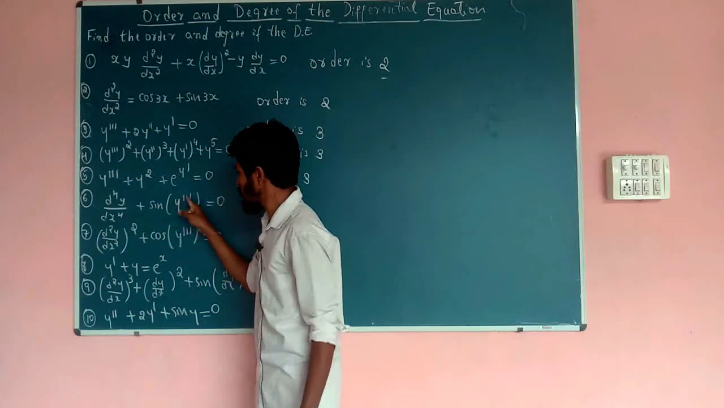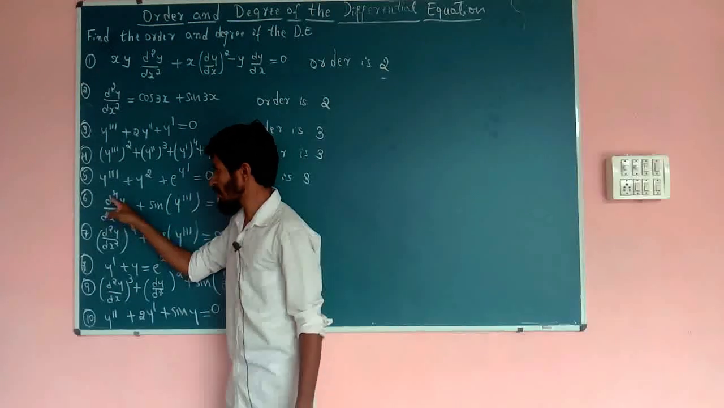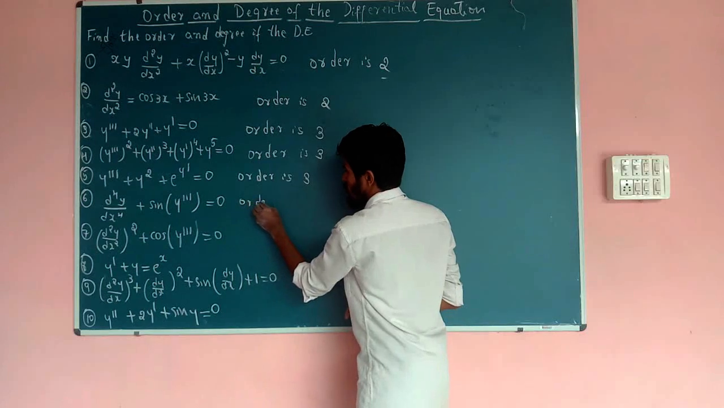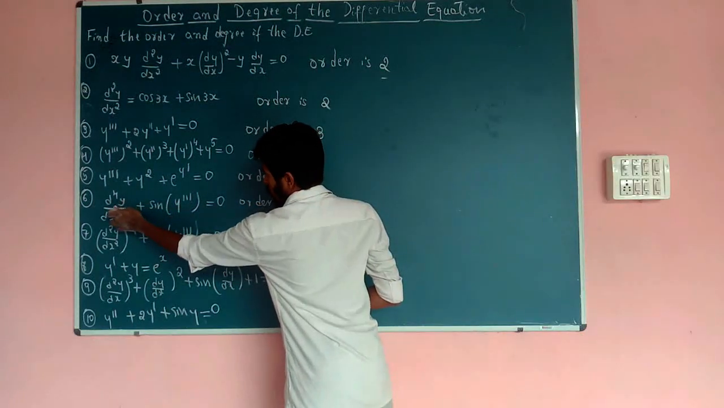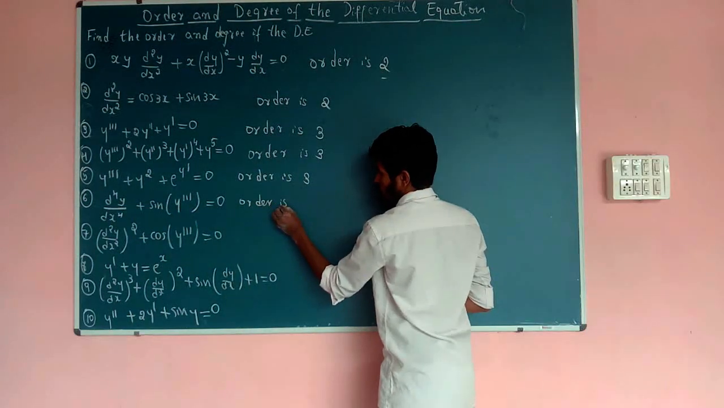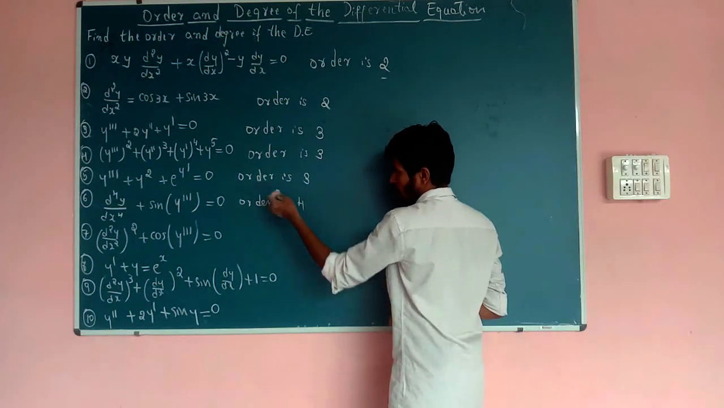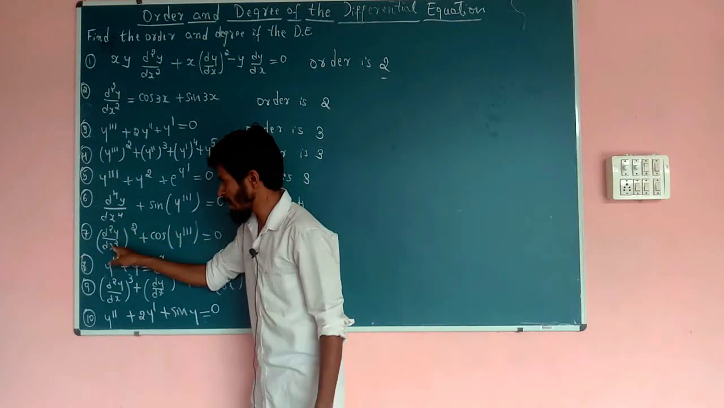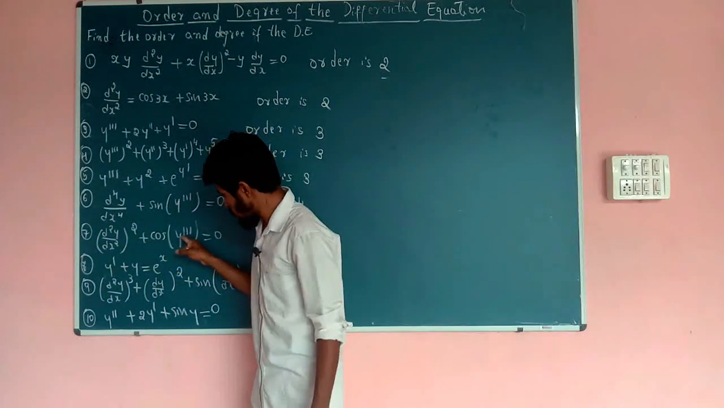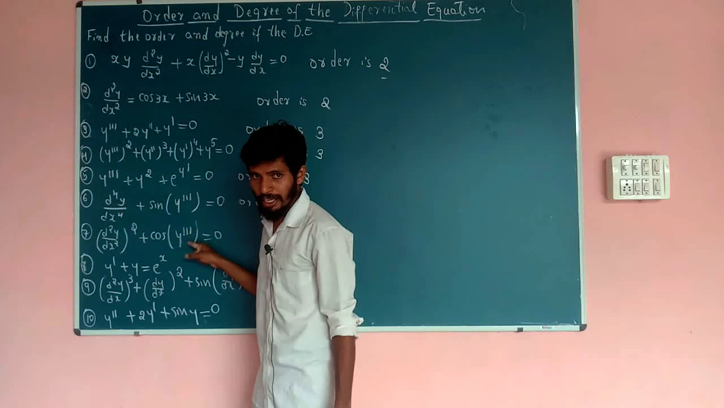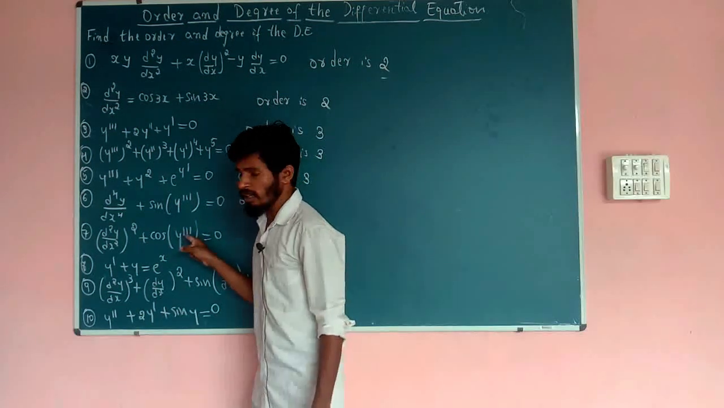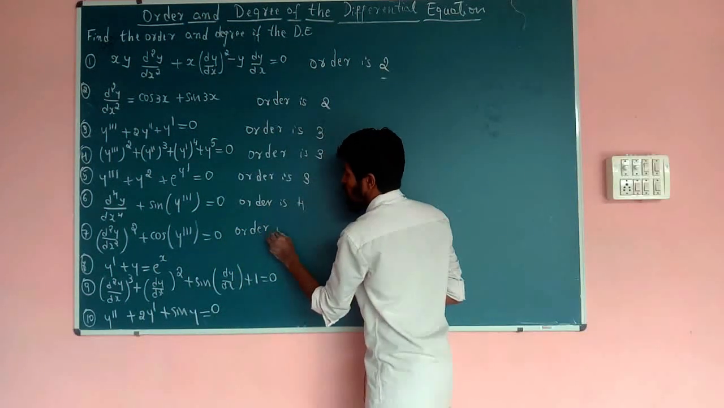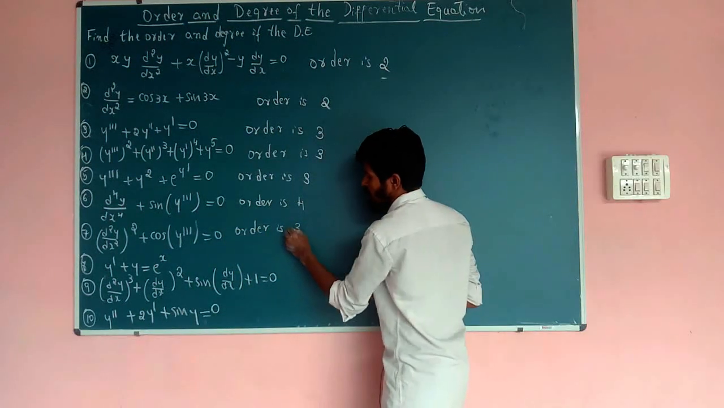See, here the highest derivative is the fourth order derivative. Therefore, the order of the given differential equation is 4. See here, d square y by dx square. Next there is d cube y by dx cube, that is y triple dash, correct? The highest order derivative is the third order derivative. Therefore, the order of the given differential equation is 3.